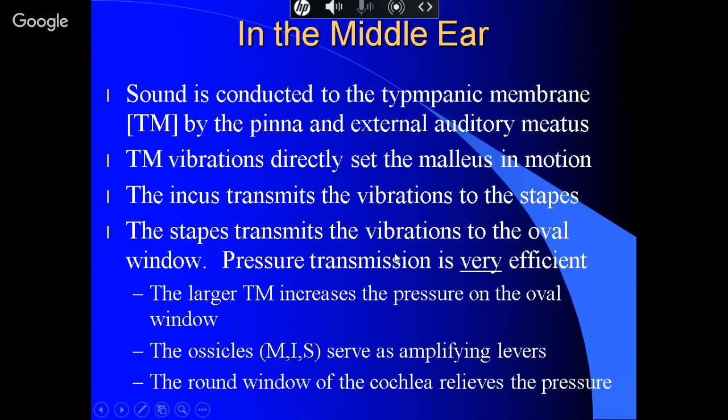Again, here's another source of amplification. You have a large tympanic membrane going down to the small oval window. In addition, the malleus, incus, and stapes are acting as a mechanical lever. And so over and over again, you're increasing and amplifying the pressure. Because that's what we're responding to, the pressure that was created by the compression and rarefaction of the air, is being amplified by the external ear and the entire middle ear as well.